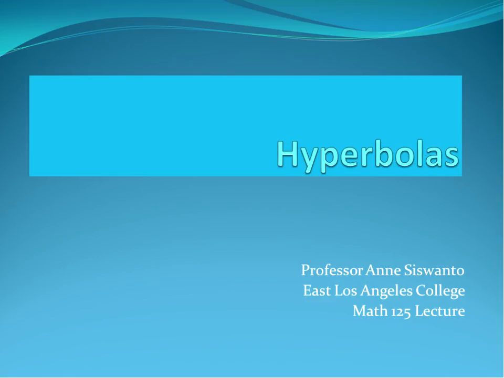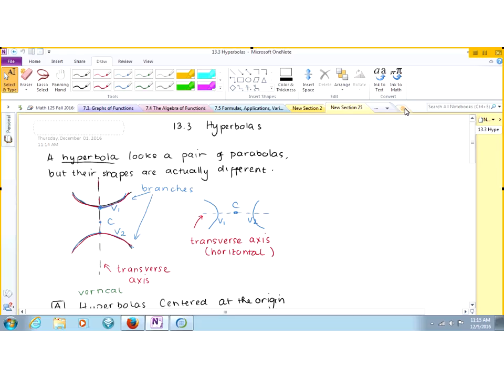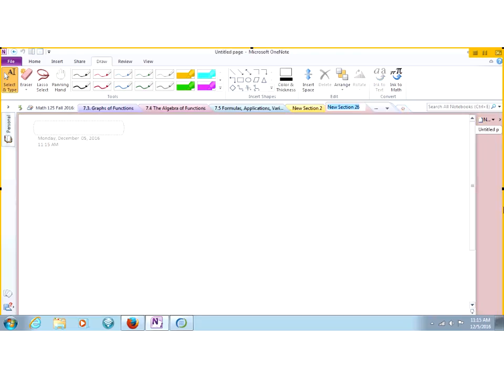Now, let's talk about 13.4. So we're actually done with hyperbolas, and 13.4 is substitution and elimination. I'm pretty sure this one is not too difficult for you. I hope not. If it's hard, well, it's a little bit different because it's non-linear, so you have to check. But other than that, you should be fine.